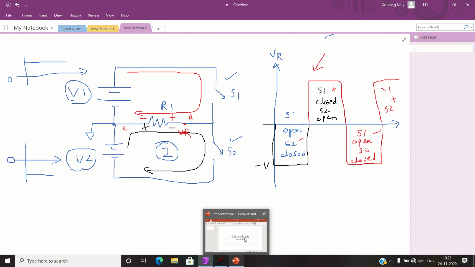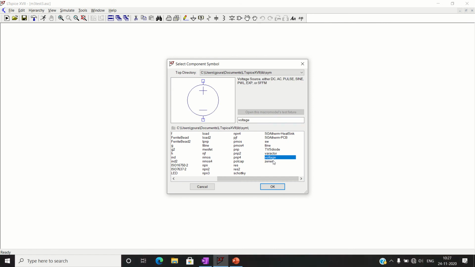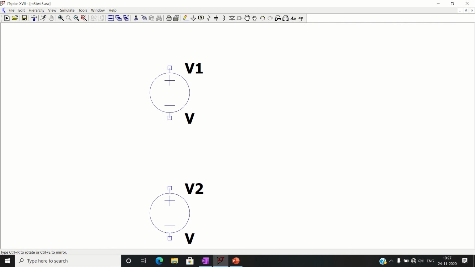So we'll go back. Here I will add a component. There is an option here for component. If you click on this, it will show you some components. Now I will add two voltage sources. There is one voltage source. First I will just add one.